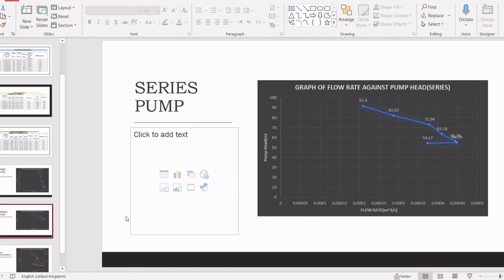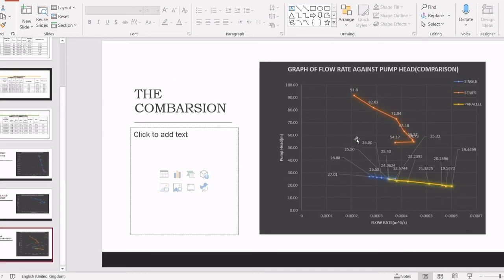and this is for the series part, which we realize that the series part we have here is decreasing in the number between the pump head and the flow rate. And the last part, the comparison between the three pumps, the single, series, and parallel.